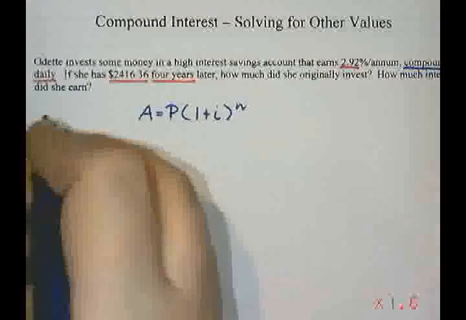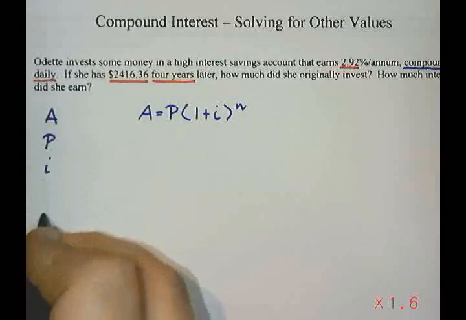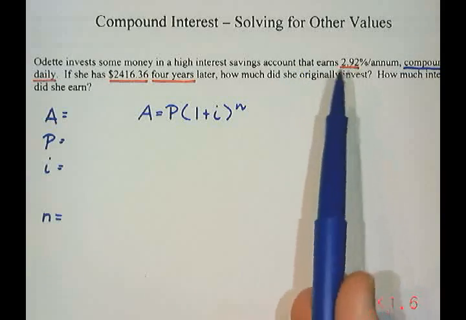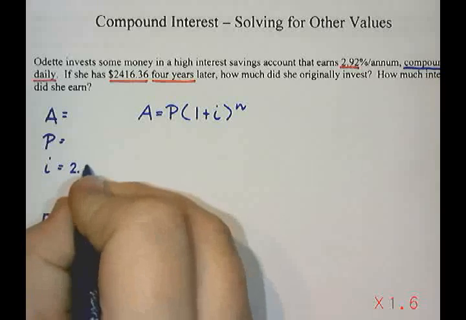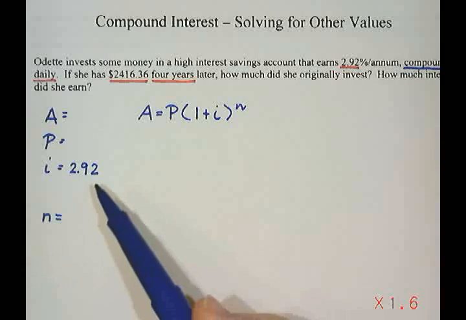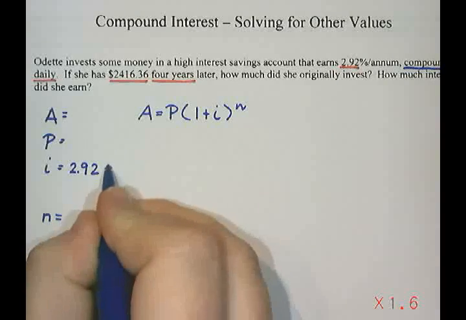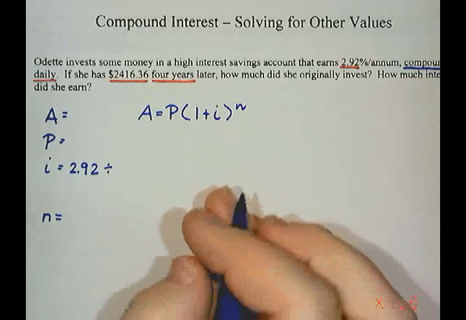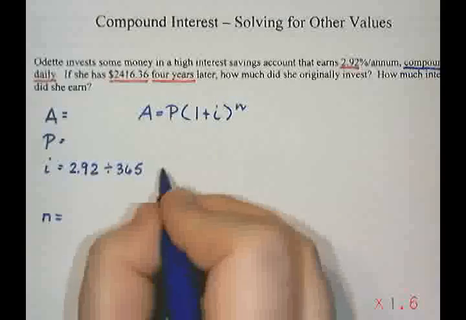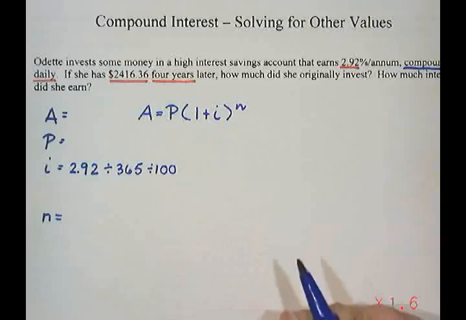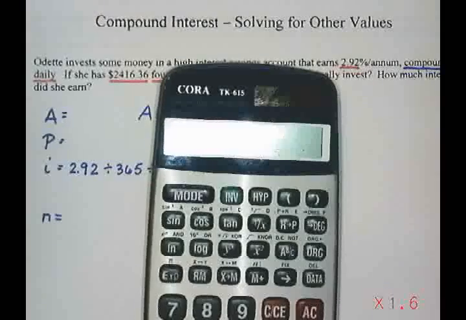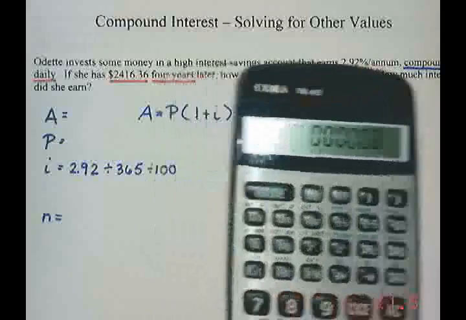So I like to list my values down the side. I always leave a little space for the i, since I know we usually have to do some calculation here. So the 2.92% is my interest rate. Now, it says that it's being compounded daily, so we don't earn the full 2.92% 365 times. What happens is the bank splits that up into 365 equal pieces. So we're going to divide this into 365 pieces. And then to turn it into a decimal from a percent, we also need to divide by 100. So I'm going to do that on my calculator. 2.92 divided by 365 divided by 100 is 0.00008.